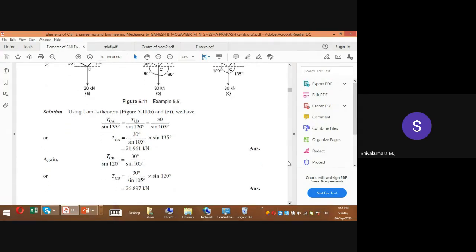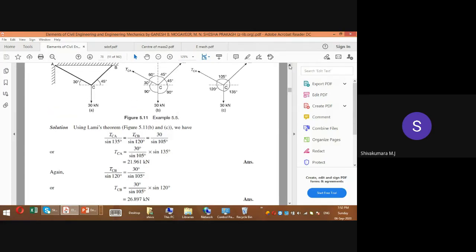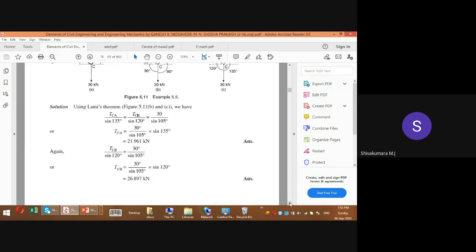Any doubts in this? Have a look on this explanation, solution. If you have doubts, you can ask. Okay. So I hope there are no doubts.